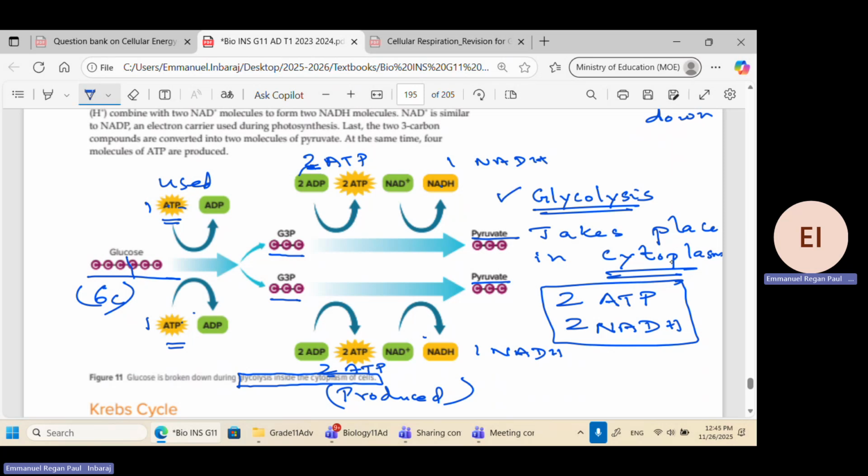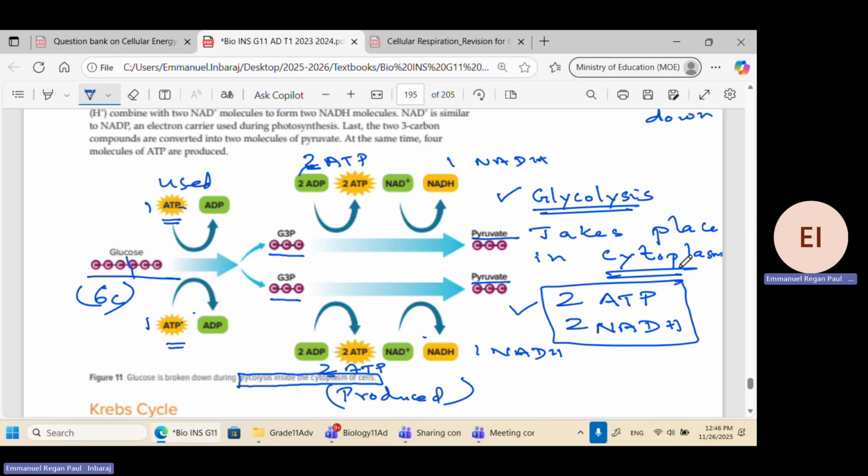Glycolysis takes place in the cytoplasm. And what is the net gain? Gain means how much is produced. The net gain will be 2 ATP and 2 NADH. 2 ATP and 2 NADH. Is it clear? So this is what happens in glycolysis. Don't forget. It's very important.